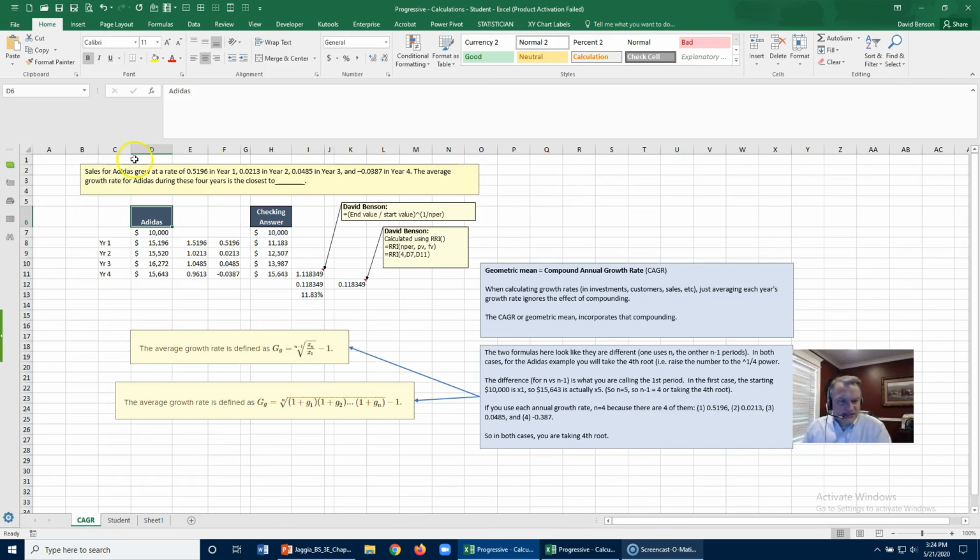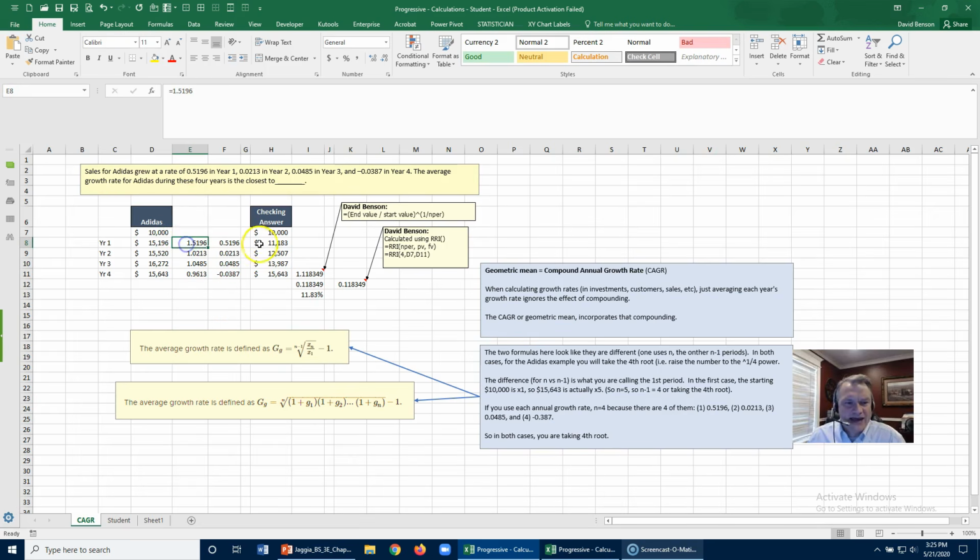So this is an example straight from the book. It says sales for Adidas grew at a rate of, so this is 51.96% in year 1, which is phenomenal, 2.13% in year 2, 4.85% in year 3, and then it actually declined in year 4, by a negative 3.87%. So I just copied those four down right here.